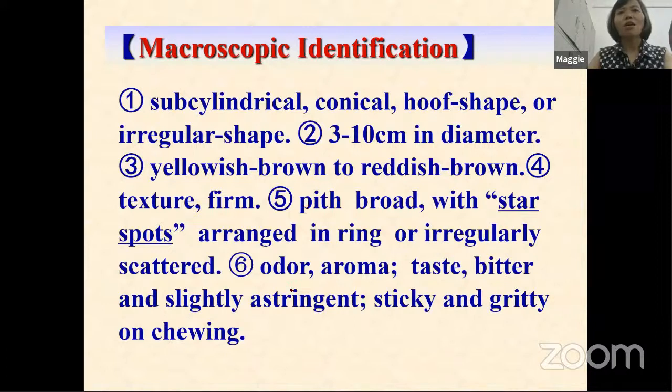Odor, taste, aroma. Oh, sorry, smell, aroma, and taste bitter and slightly astringent, sticky and gritty on chewing. So these are macroscopic characters. When we identify the crude drug, the macroscopic characters are one of the methods of identification.